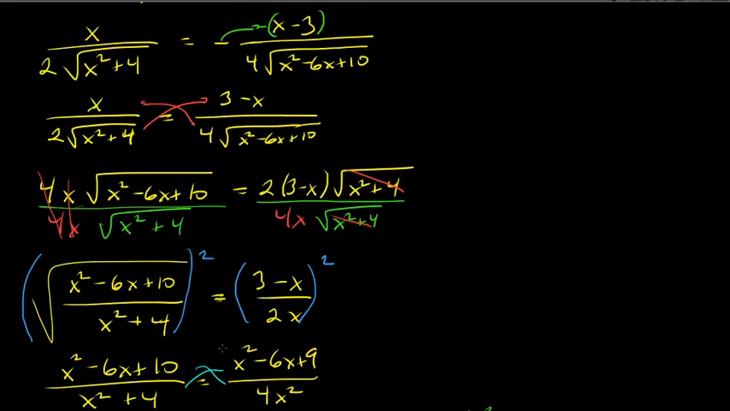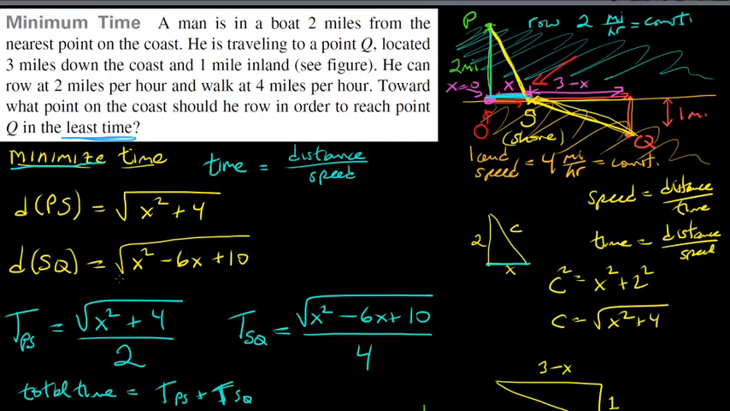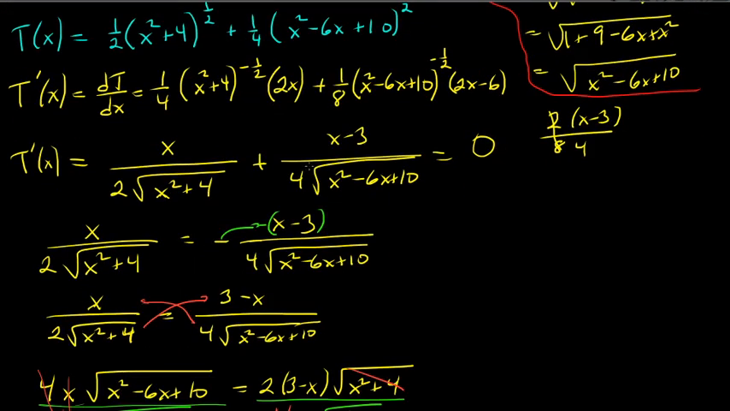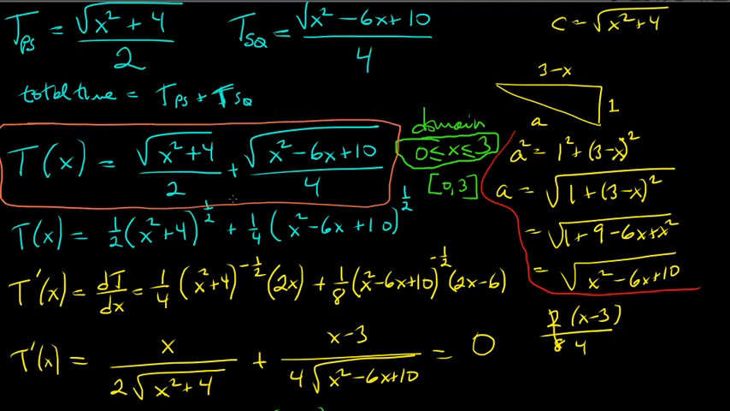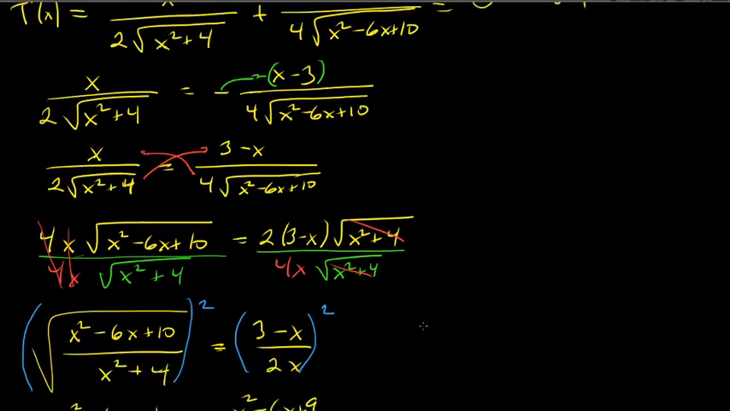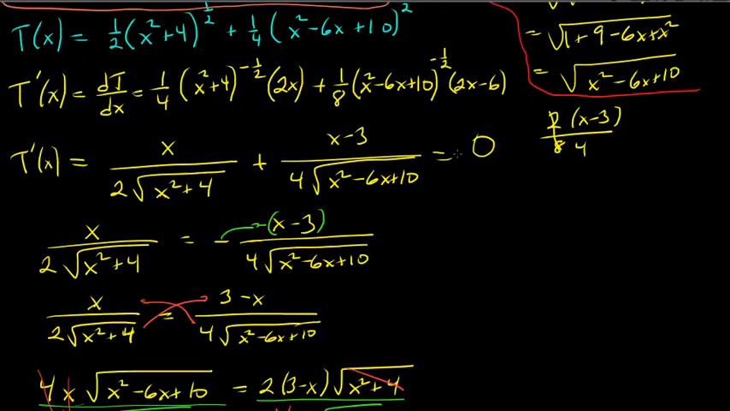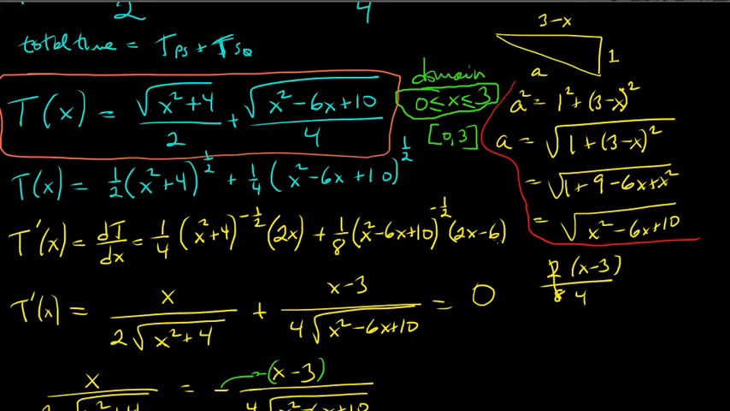But the question wasn't the distance. The question had to do with the minimum time. What is the minimum time? Well, go back to the equation for time, which is up here, right? So this equation up here, what do we do? We plug in our critical number, x equals 1, and what do we get?